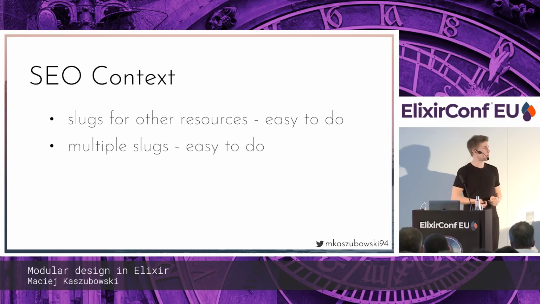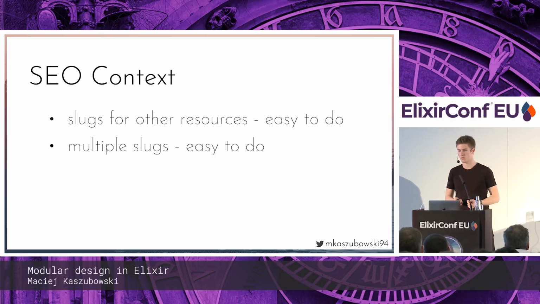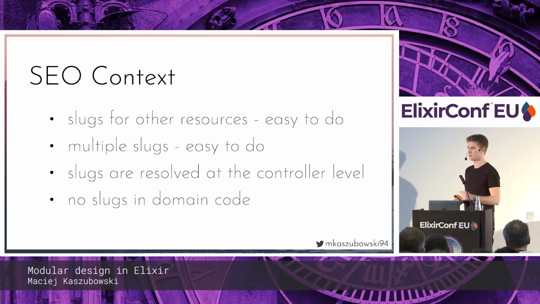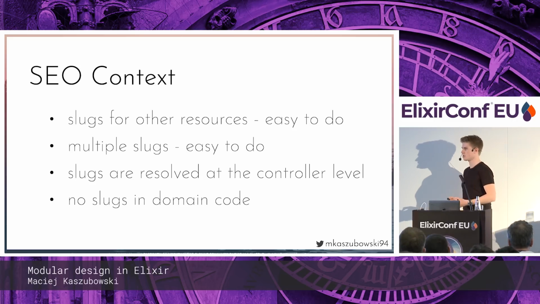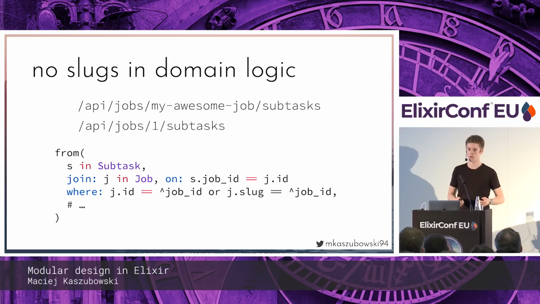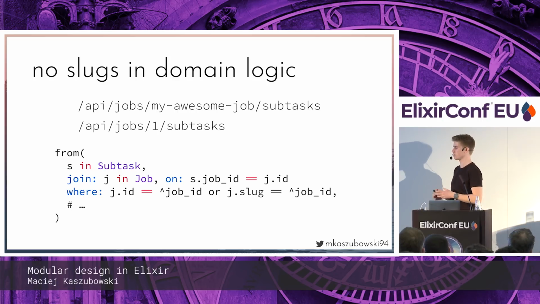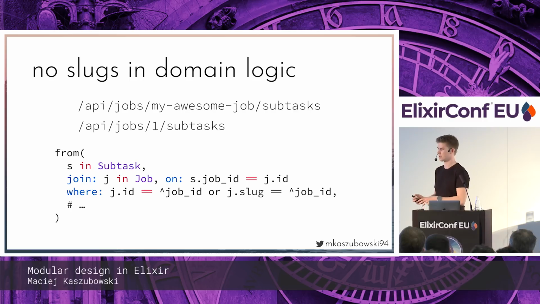And most importantly for me, we are resolving slugs at the controller level, which means that there are no slugs in the domain code, which is pretty amazing because this means that we can write the code once and then forget about it entirely. If we put a slug field on the job, we have to remember about it all the time. When we add, for example, subtasks to a job and we want to fetch those, we have to remember to support slugs. By extracting the slug behavior into another module, we are basically getting that for free because we use only the IDs, which is pretty amazing if you ask me.